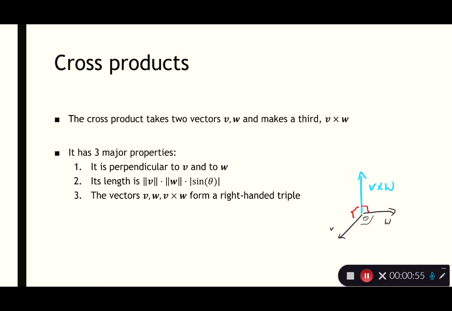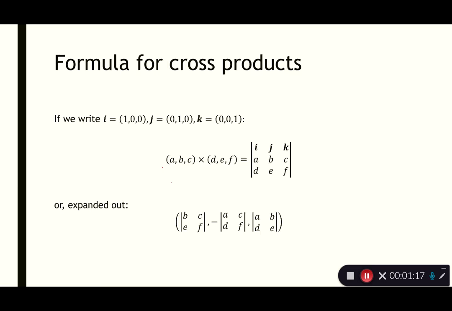So for vectors v, w, and v cross w, if I try and make a right-handed triple, I put my thumb in the direction of v, and then my index finger in the direction of w, and then my middle finger should automatically pop up and point in the direction of their cross product of v cross w, which is not ideal to demonstrate in front of a screen, but that is what it is.